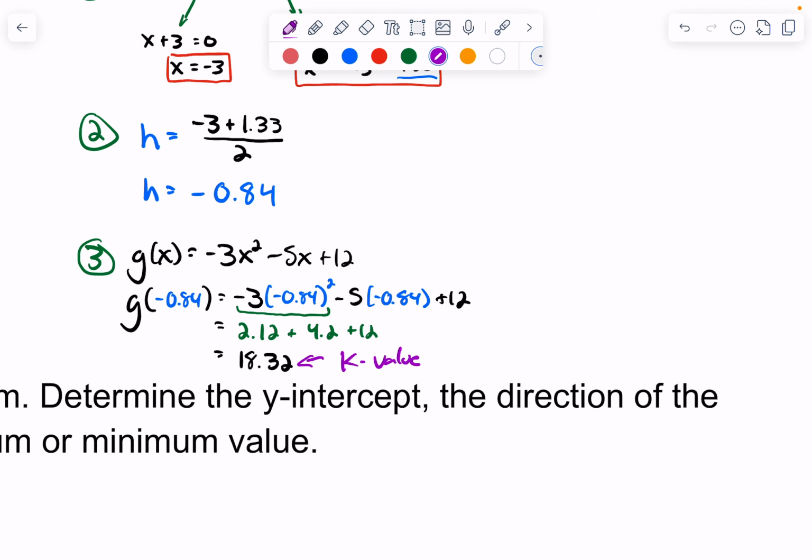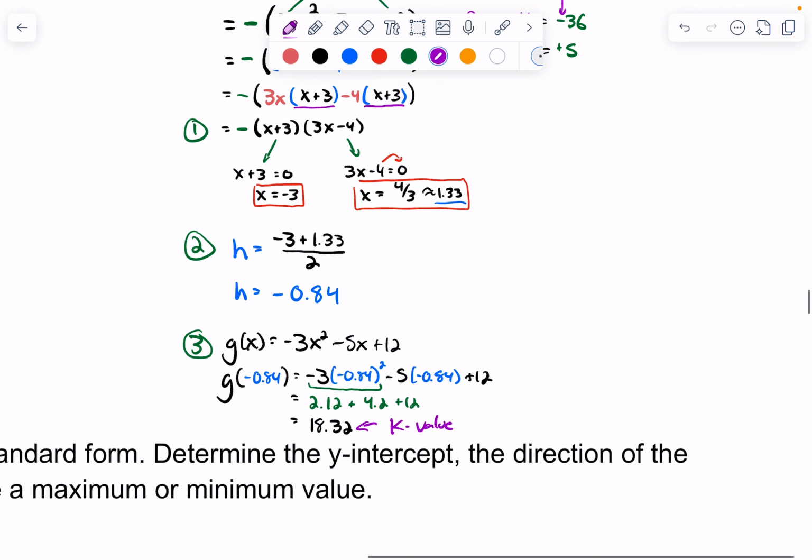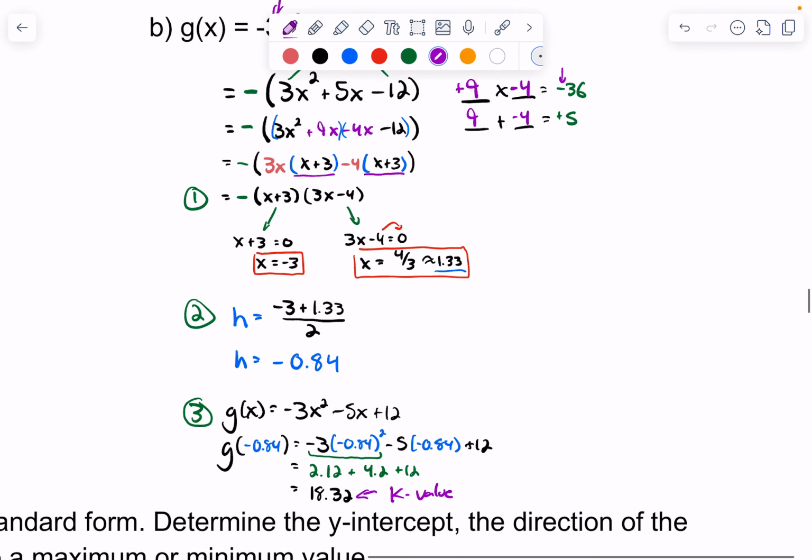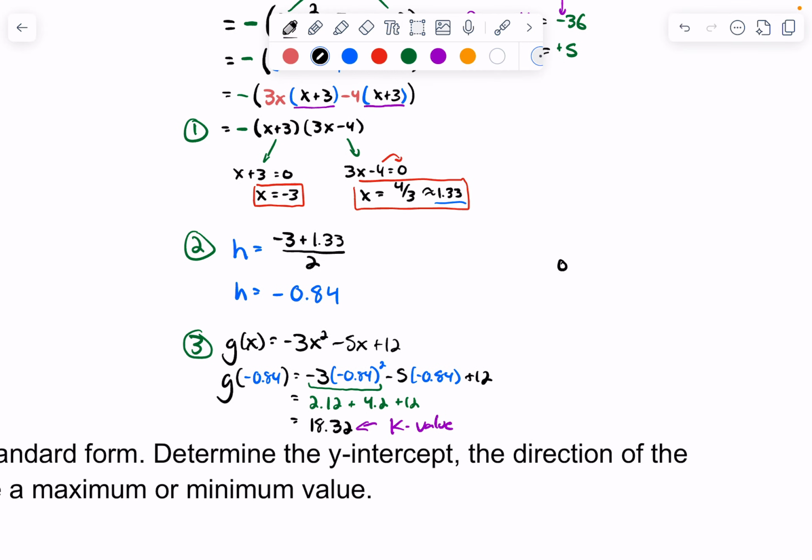And does that k value represent a min or a max? Well, we need to go up and look. What is the a value? Well, here, the a is negative. So it means we are opening down. So therefore we have a max at 18.32.